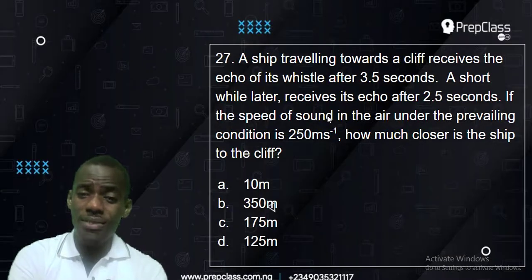Now number 27 says a ship traveling towards the cliff receives the echo of its whistle after 3.5 seconds. A short while later it receives its echo after 2.5 seconds.